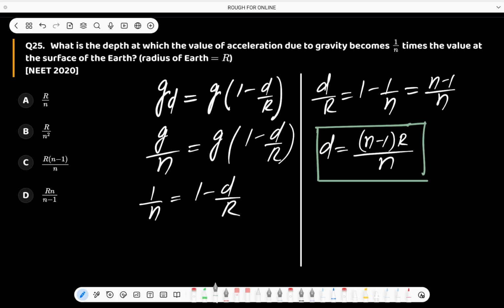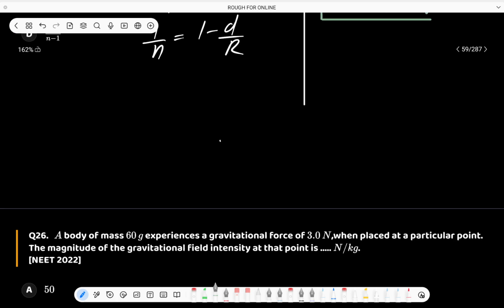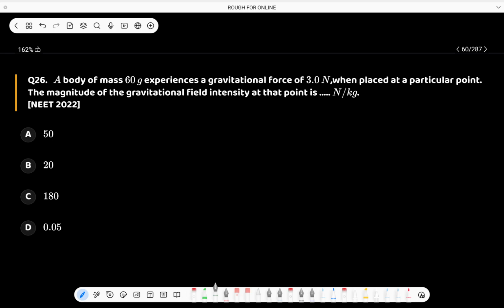Okay, all right people, let's move to another question. Another question is like this: a body of mass 60 gram experiences a gravitational force of 3 Newton when placed at a particular point. The magnitude of gravitational field intensity.